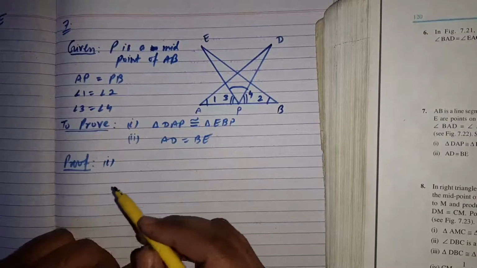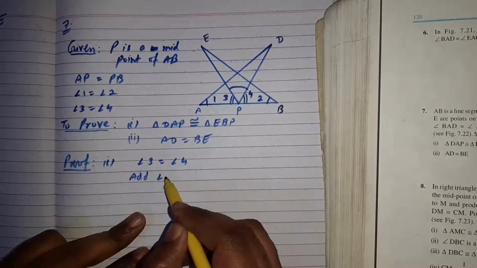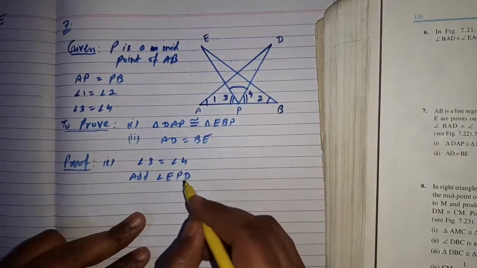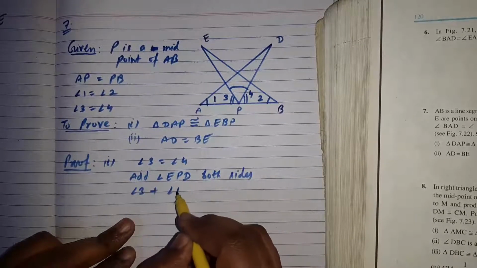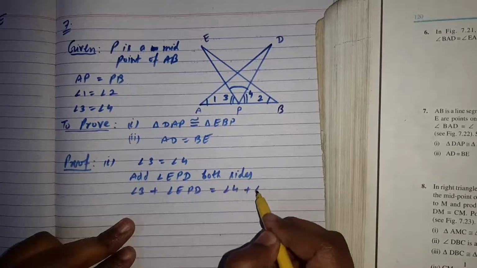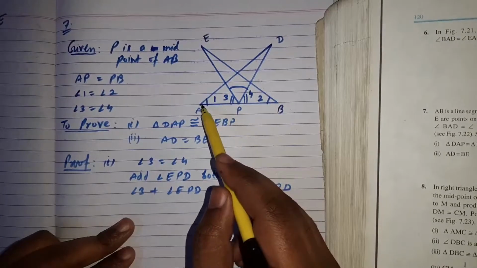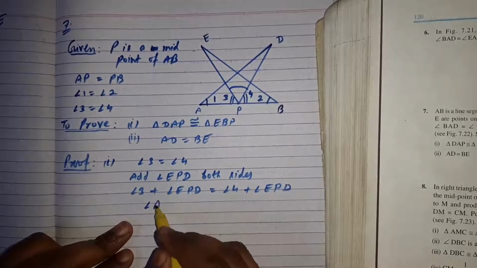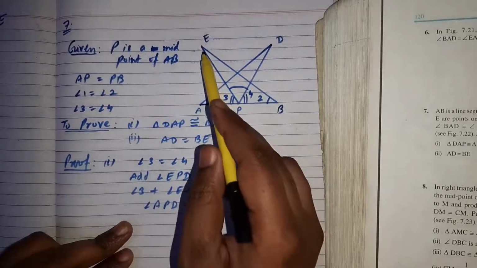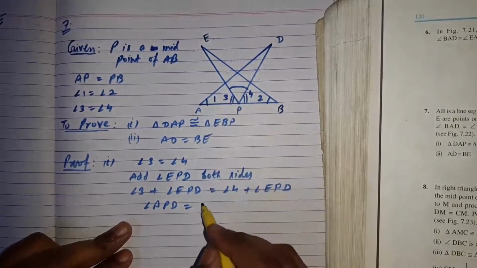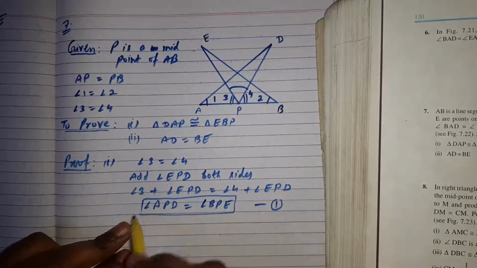In this equation, angle 3 is equal to angle 4. First we will add angle EPD to both sides. So angle 3 plus angle EPD is equal to angle 4 plus angle EPD. Angle 3 plus angle EPD will make the complete angle APD, and angle 4 plus angle EPD will make angle BPE. Suppose this is equation number 1.